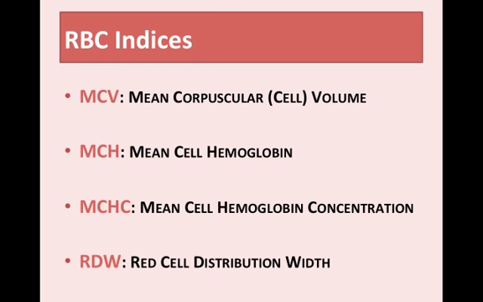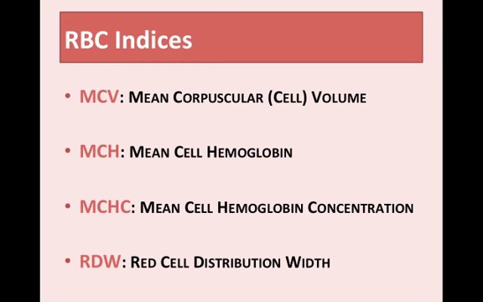Oftentimes now they're done electronically, and that makes it a lot easier. There was a lot of error when it was done by hand, but the fancy machinery we have in the lab now is capable of doing a lot of this for us. So let's look at the first one, which is MCV, mean corpuscular or mean cell volume. A corpuscle is just another name for a red cell. This looks at the actual volume or size of an average cell, one cell.